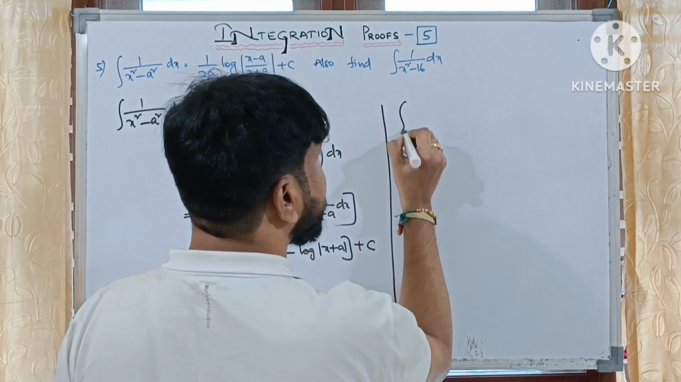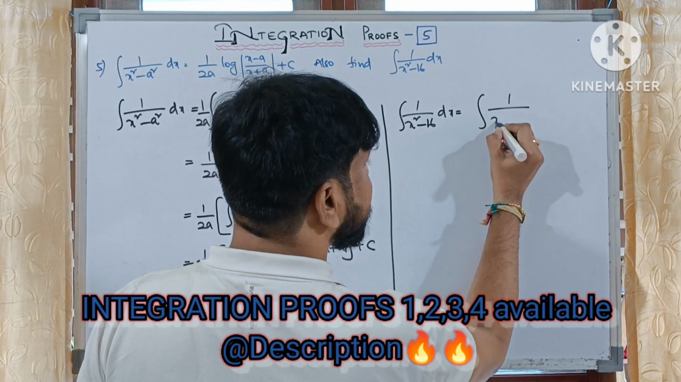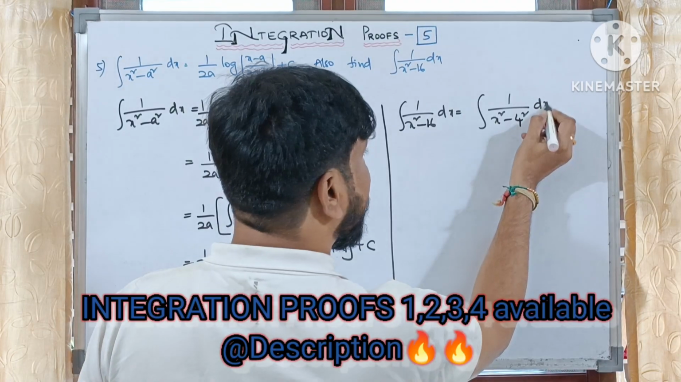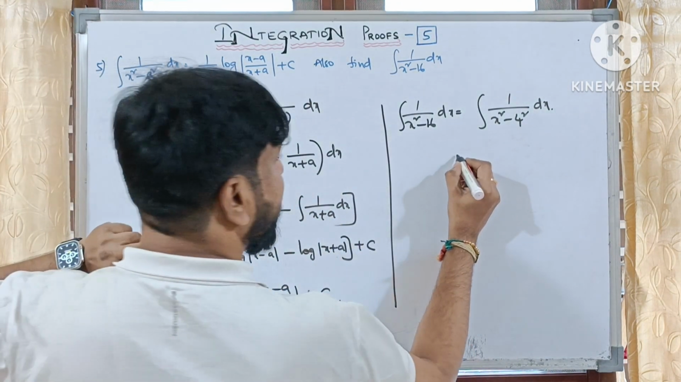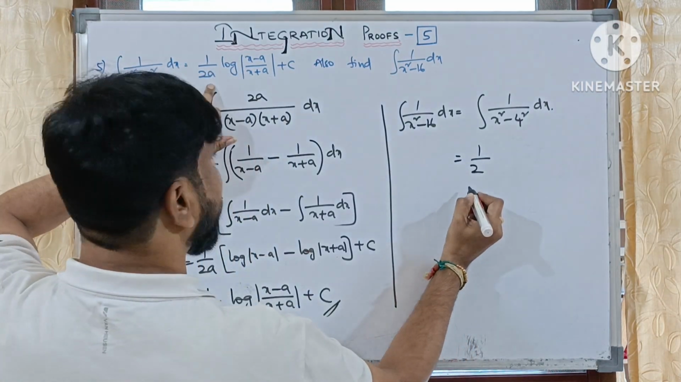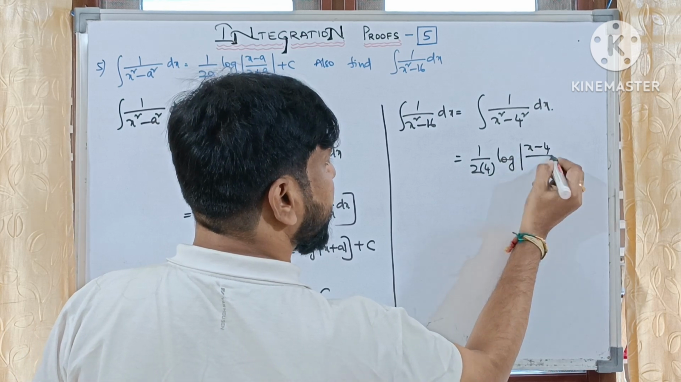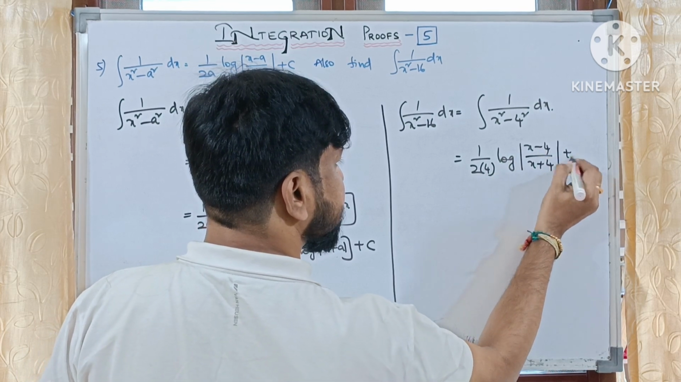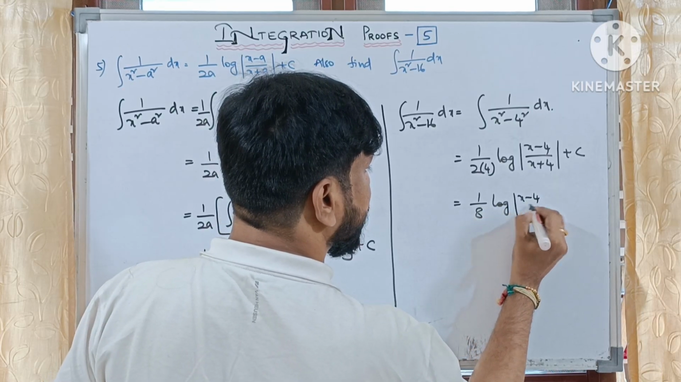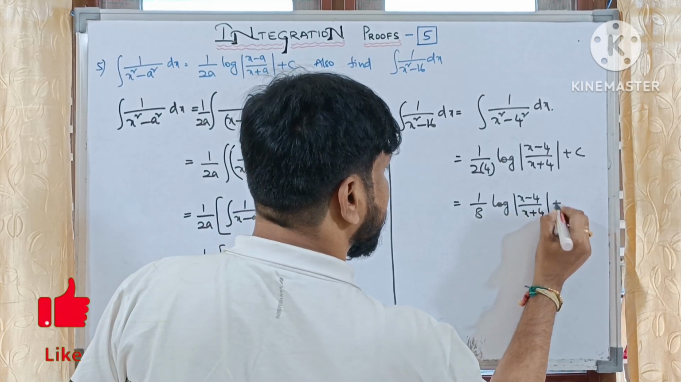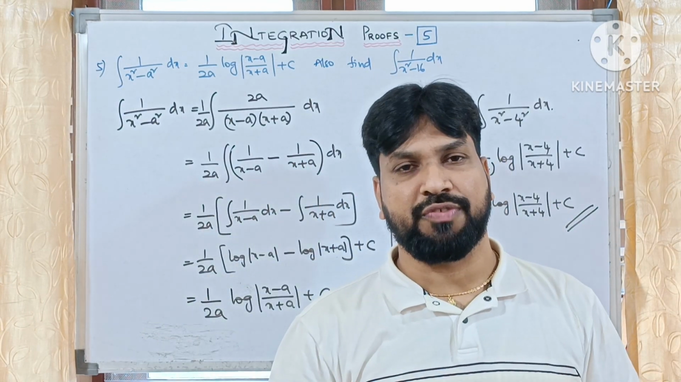Then the combination question, friends: integral 1 by x square minus 16 dx can be written as integral 1 by x square minus 4 square dx. It is of the form integral 1 by x square minus a square dx, so a is nothing but 4. If you apply the formula 1 by 2a, where a is 4, into log mod x minus 4 by x plus 4 plus c. This is equal to 1 by 8 log mod x minus 4 by x plus 4 plus c. That's all, friends. It's a very easy question, friends.